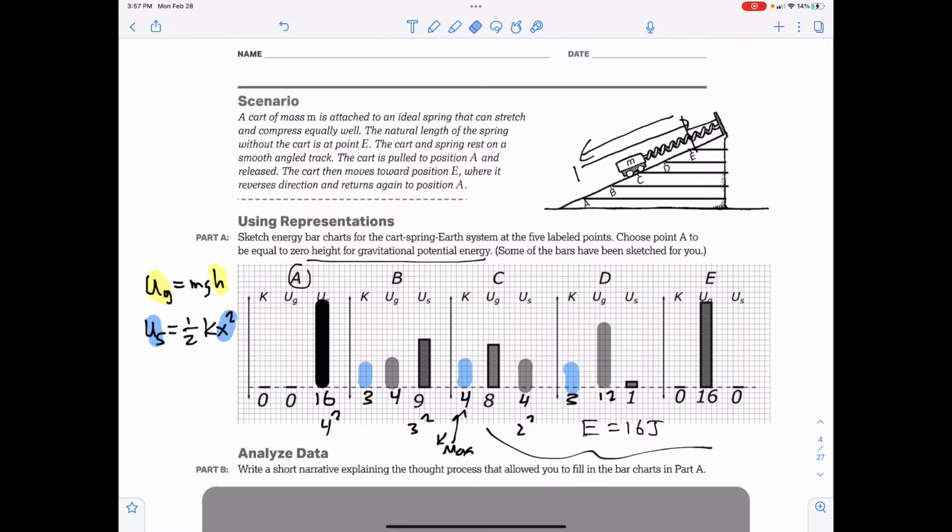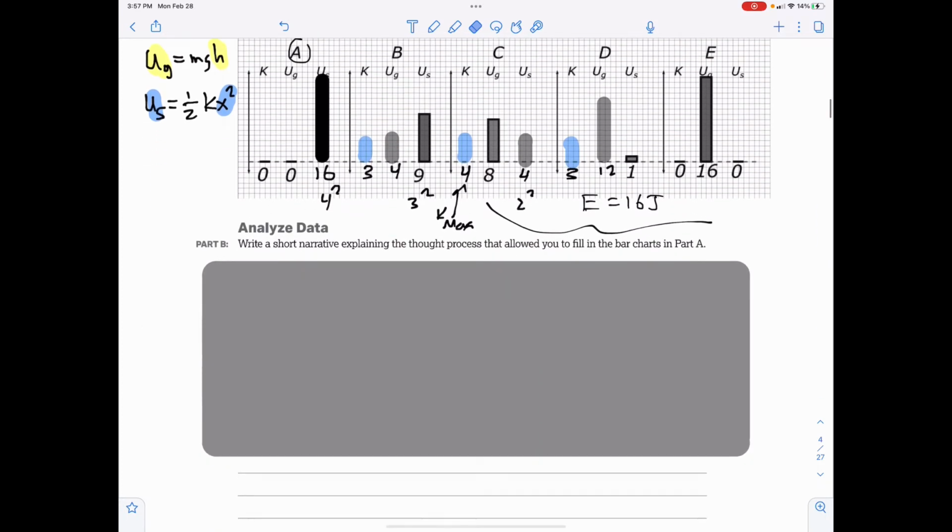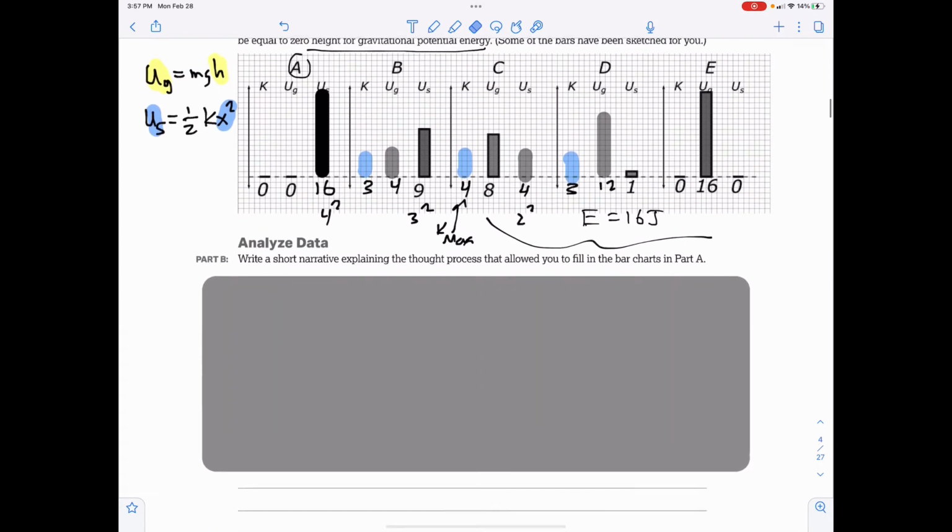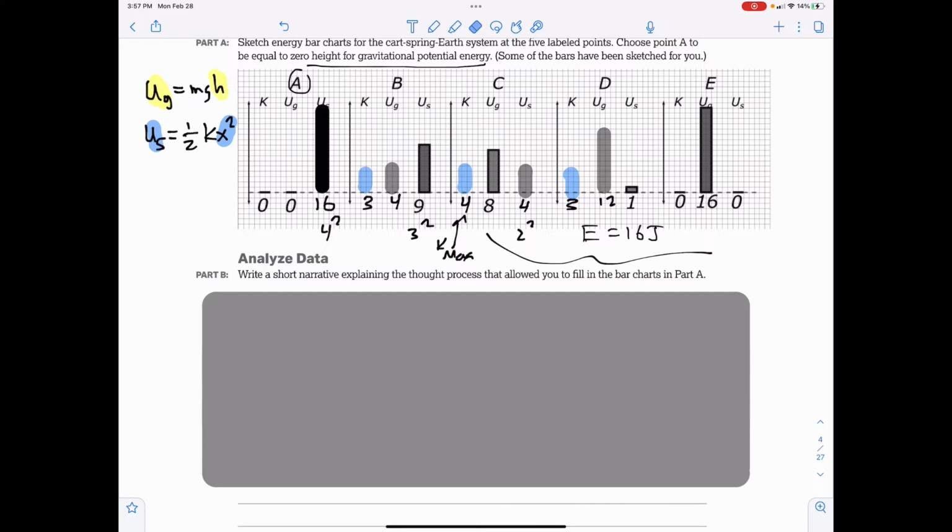Okay, and then finally, in part E, everything is already established that the total energy is all gravitational potential. The object comes to rest, 0 kinetic energy, and the object is at its natural length, which means x equals 0 and spring potential energy equals 0. So, write a short narrative explaining the thought process. Well, we already explained it in terms of the graph, so now let's just write it out in words.